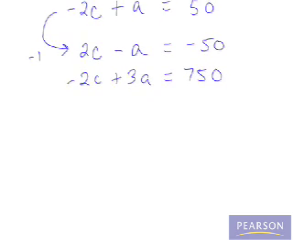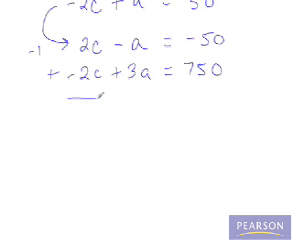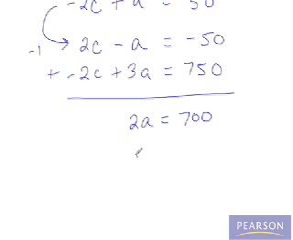When we add these 2 equations together, our C terms cancel each other out. -A plus 3A gives us positive 2A, and 750 minus 50 gives us 700. Dividing both sides by 2, A is equal to 350. So there we've solved for one of our three variables: A is equal to 350.